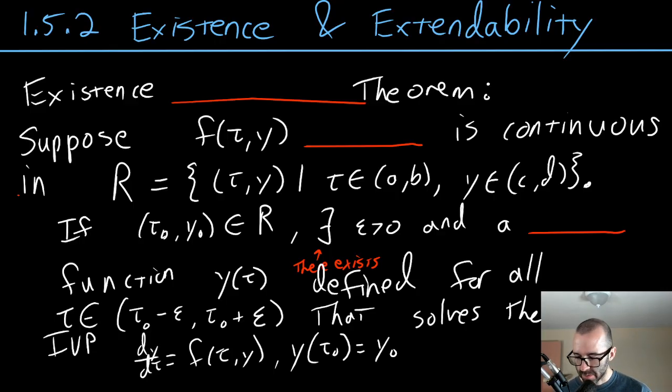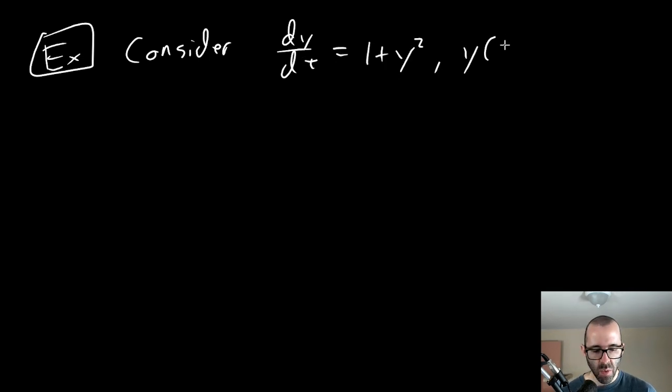Anyway, let's use this theorem by looking at an example. So consider dy/dt equals 1 plus y squared, and y naught and t naught are both 0. So this is a really nice function, right? This is our f of t comma y. Because there's no t component, we say this is an autonomous differential equation. Because it's autonomous, it's guaranteed separable. Because it's separable, we can solve it by hand.